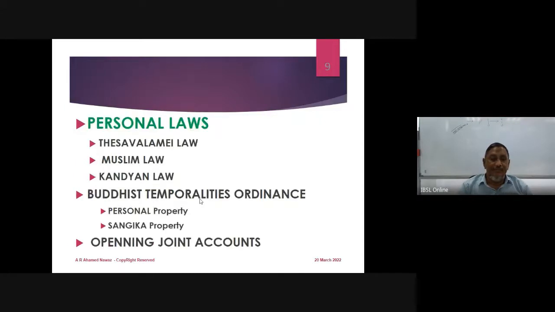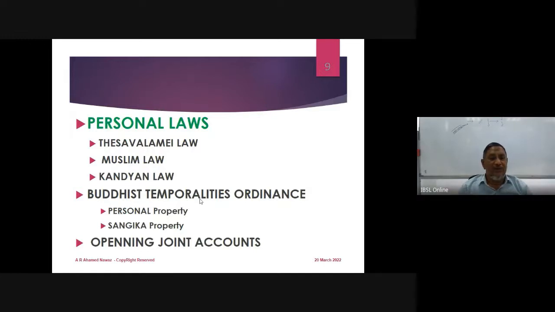Right. What are the legal requirements to open an account? There are certain personal laws in Sri Lanka that have an impact on the opening of the contract. So the law of contract. What is the impact of Tesawalame law? What is the impact of Muslim Sharia law and the Kandyan law? Right. Tesawalame law is applicable to only one area.